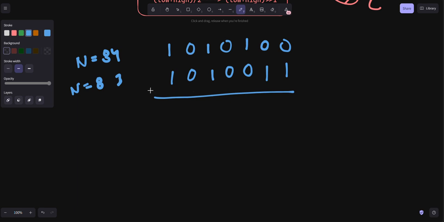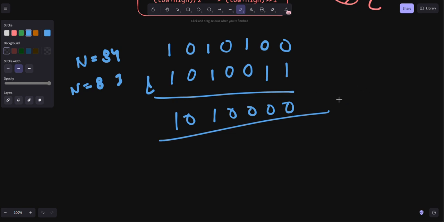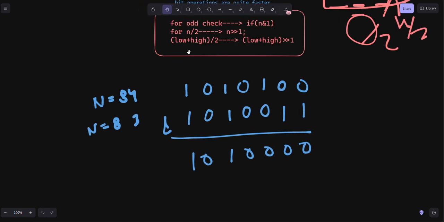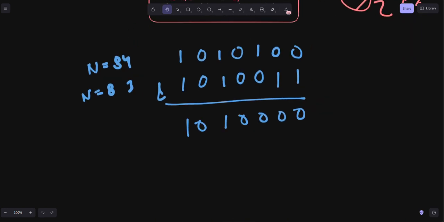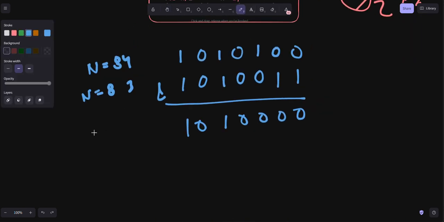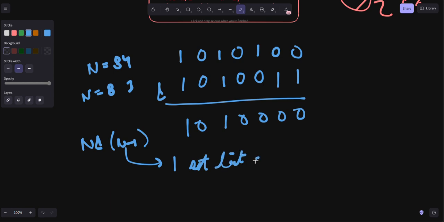If you do the AND operation, what will you get? You will get all these zeros. This will give you 1, this will give you 0, this will give you 1. Basically you will get this. So we need to calculate the number of set bits here. After doing n AND n minus 1, one set bit got removed.